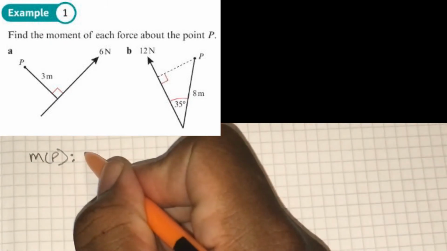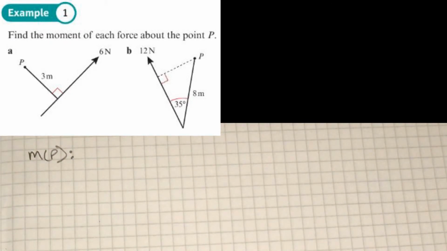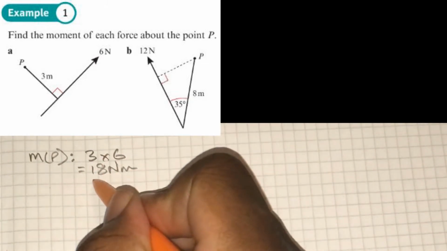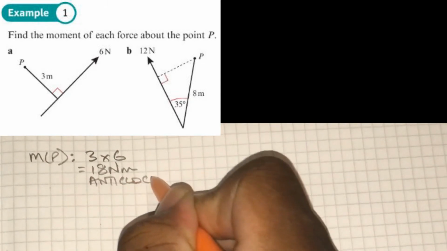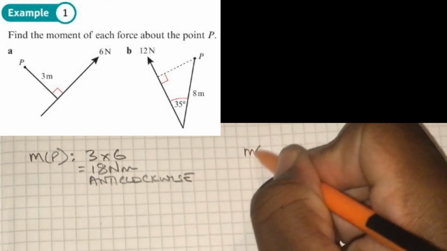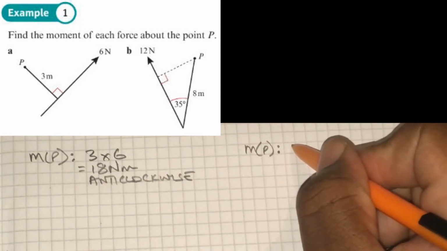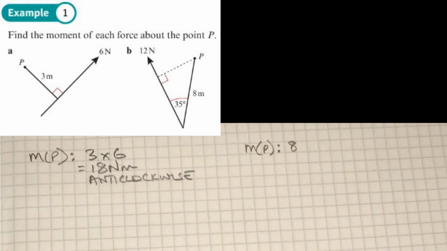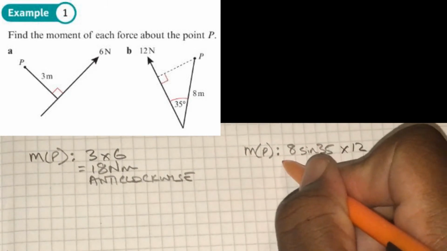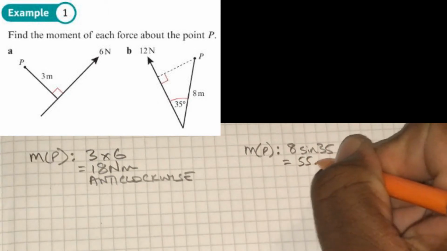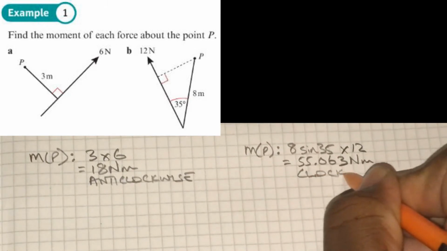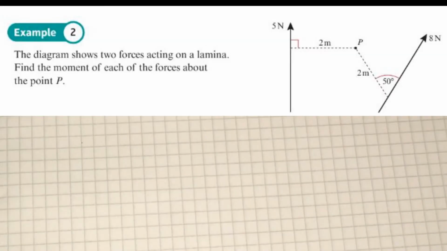Okay, so getting into some examples that you'll have in front of you. In question A, we're just asked to find the moment of the 6 Newton force. It's going to be the distance multiplied by the force, 18 Newton meters anti-clockwise. All right, in part B, we can see we're going to be moving anti-clockwise. And if we use the standard result, the standard format for the perpendicular distance, that will give us 8 sine 35. And we'll multiply that by the 12, work that through, and we get 55.06 Newton meters in a clockwise direction.